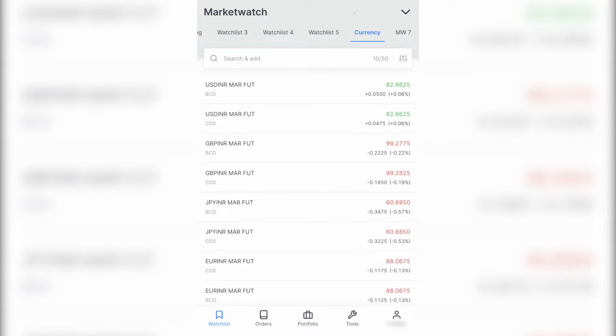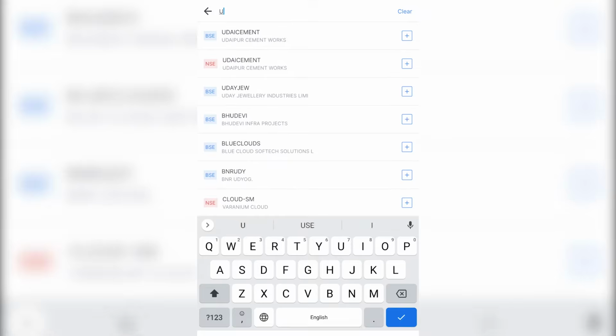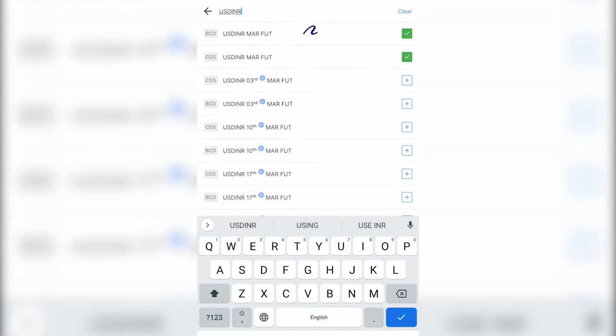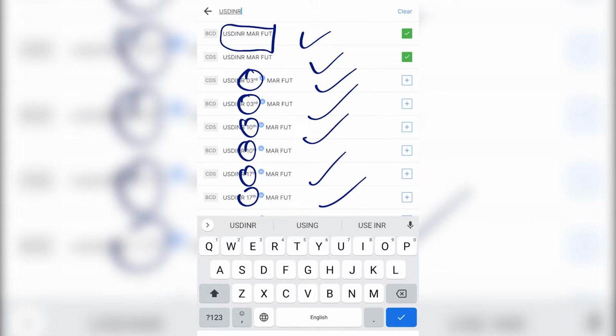Now, how do you add these? There is a search bar in your watch list where you can go and say USD INR, and you will get your currency pairs and different contracts with different expiry. So there is a weekly expiry over here and there is a monthly expiry.